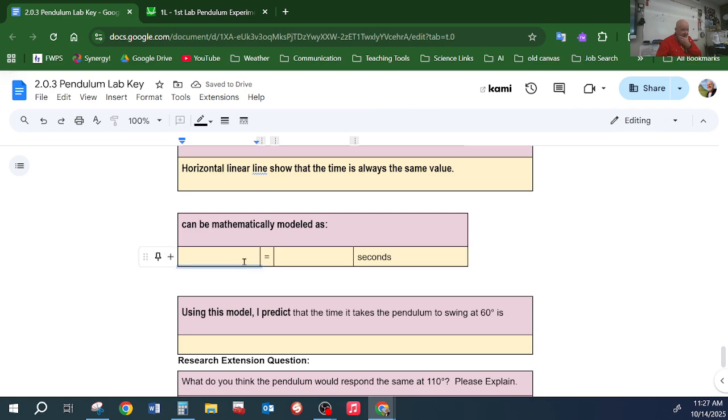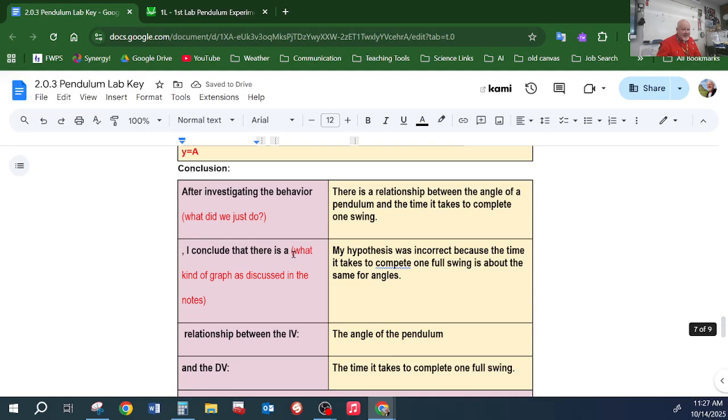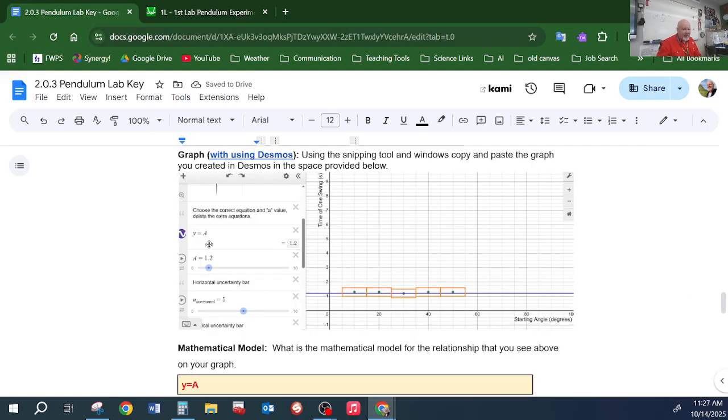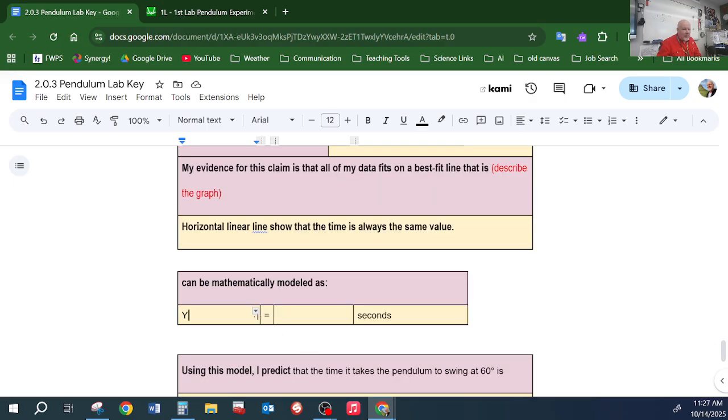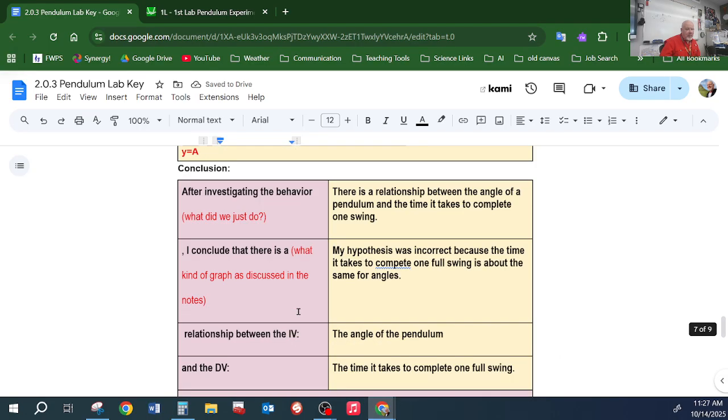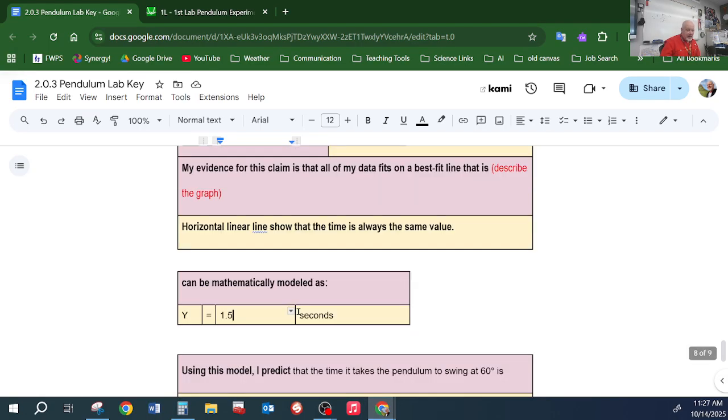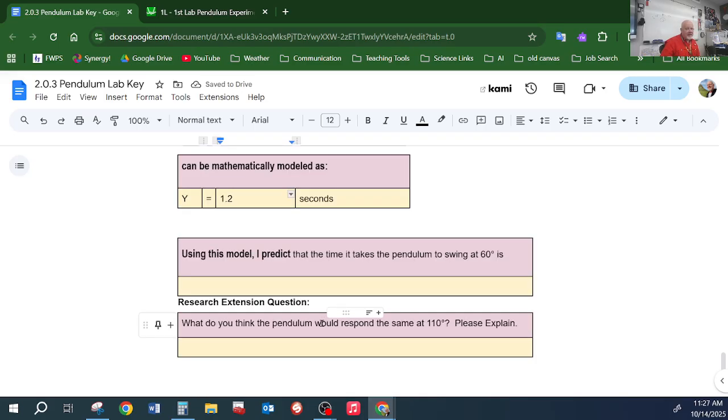In this case, this can be represented as y equals a. But in my case, if we look at this, it says y equals a, but a equals 1.2. So I would say that y equals 1.2 seconds, and you can resize this to make sure it doesn't look so weird. Now everybody's going to have a different answer there, but that always works. Y always equals 1.2 seconds.